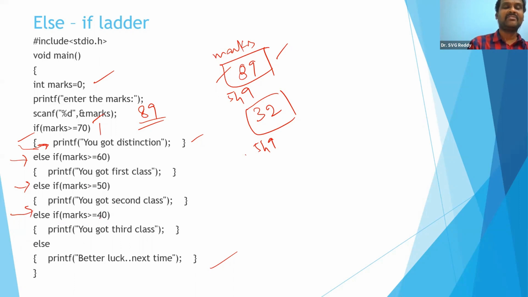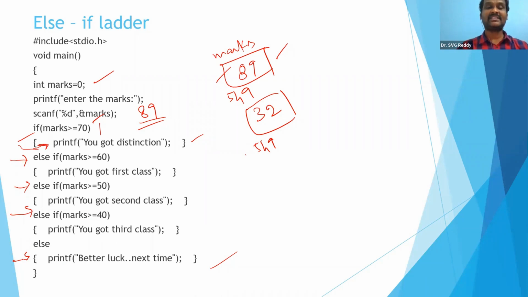Printf. If it is 40, I think it is third class, and below that it is fail, I think, but we didn't mention fail. That word, of course, I don't want to use. So yes, printf, better luck next time. So you missed this opportunity. So please try. If you try, you can make it. That's my intention. Okay, so for 32, it prints better luck next time and just quits out of the program.